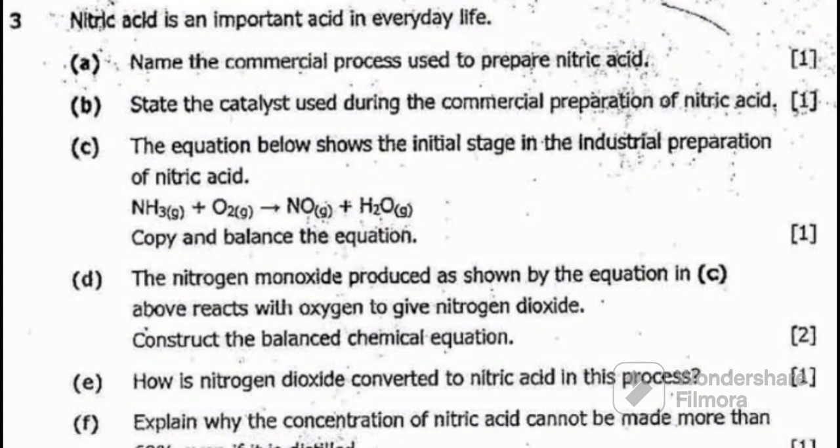Question G. Explain why higher concentrations of nitric acid can only be obtained if it is mixed with concentrated sulfuric acid and redistilled. Sulfuric acid has strong affinity for water, and so only the volatile nitric acid is distilled.